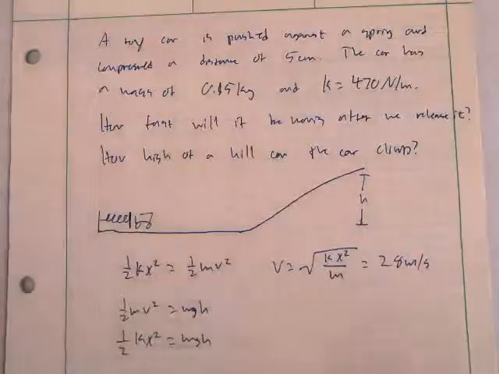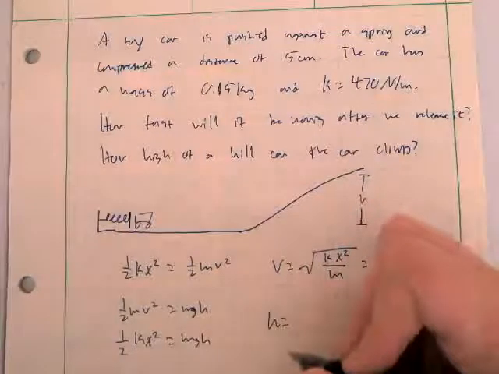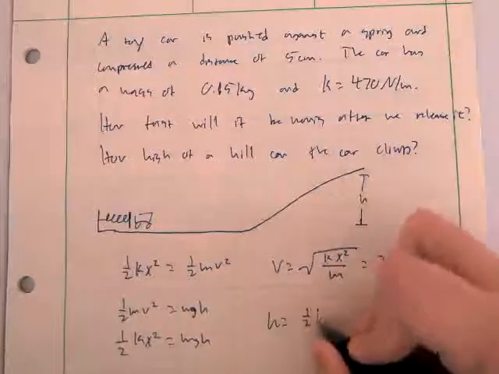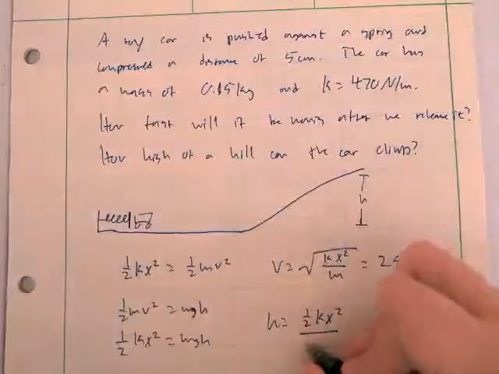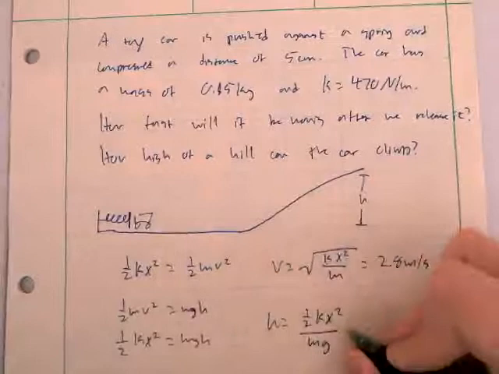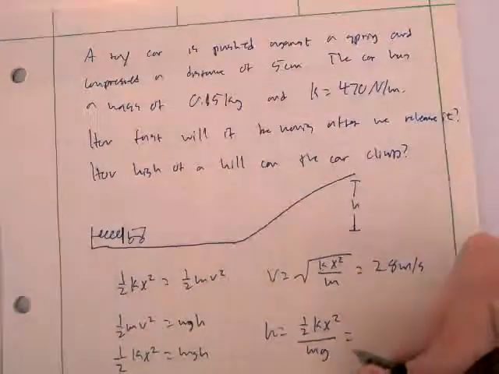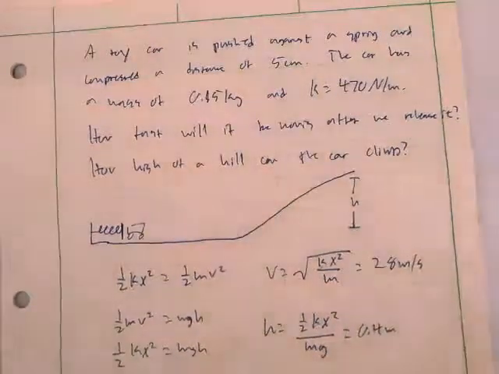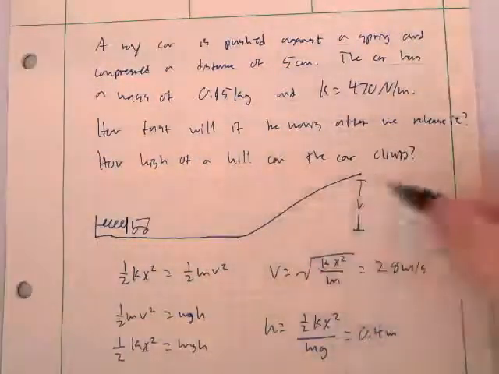And either way will be just fine. Either way you can solve for h, and what you'll get here, I just did it using the spring, so say 1/2 kx squared divided by mg, and what you should get is a height of about 0.4 meters, right? So in other words, about 40 centimeters is the maximum height that this car will reach.